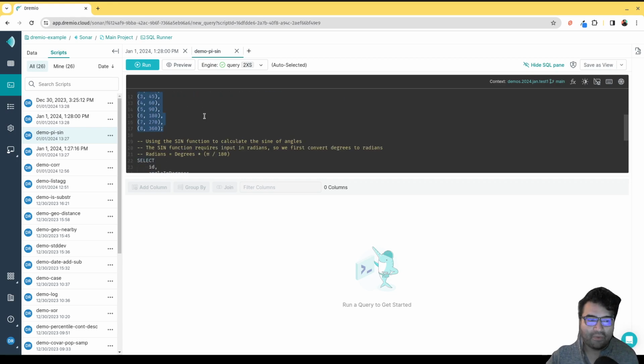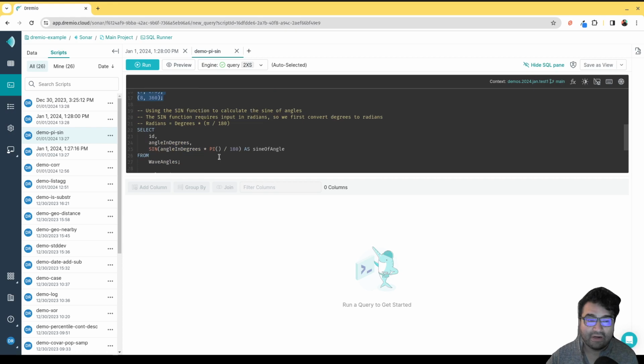Now we're going to use the sine function and discover how to find the radians. To find the radians, all we do is take the degrees, which is what we have in our table, and multiply it by pi divided by 180. So in this case, we're taking the sine of the angle in degrees multiplied by pi divided by 180, and that'll give us the sine of the angle, which we can then use to help model the movement of waves.